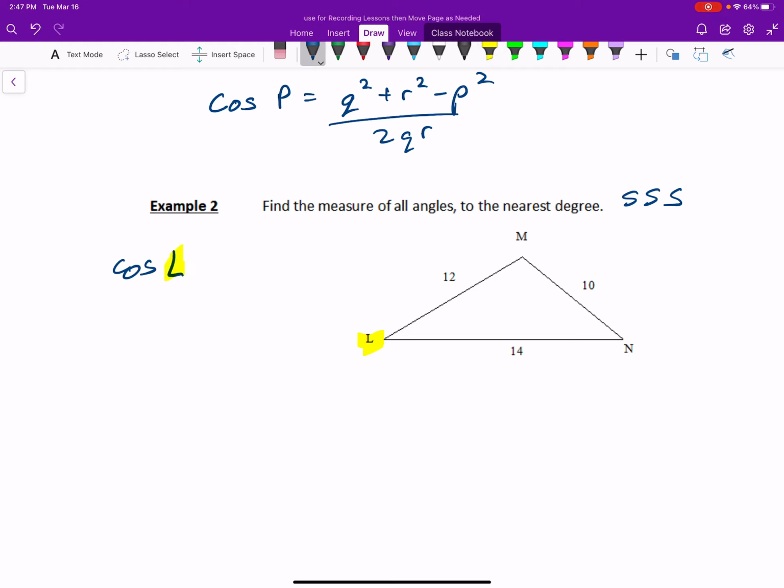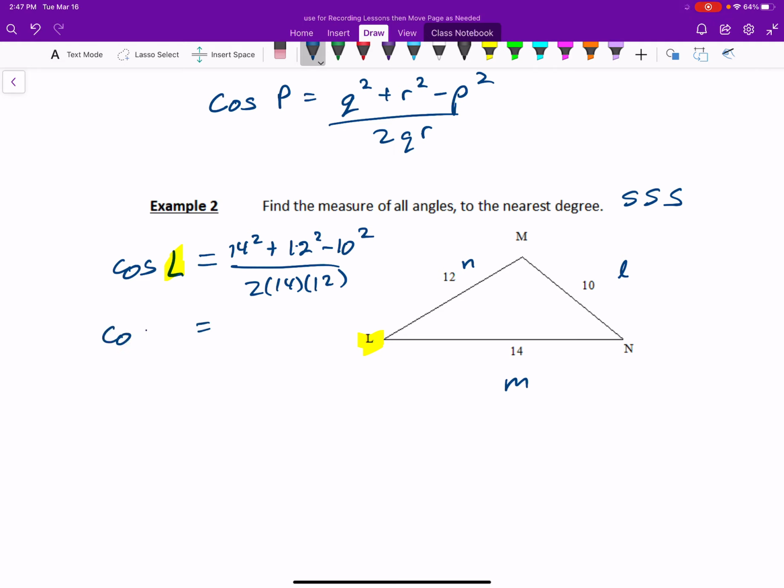And then as far as the sides go, this is little l, this is little n, and this is little m. So remember, I am going to have the side L come at the end of the numerator, and that's a subtract. So the other two, I'd have 14 squared plus 12 squared minus 10 squared, that's my L, over 2 times 14 times 12. Again, 14 and 12 are my m and n.